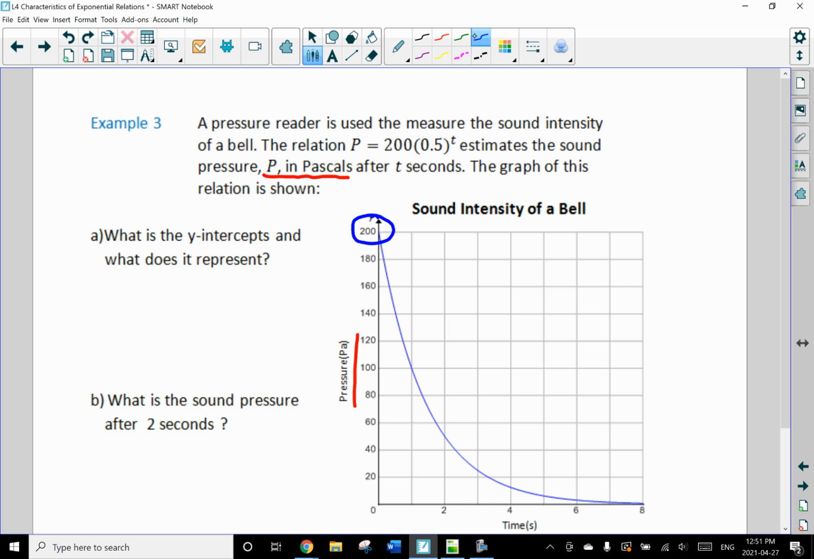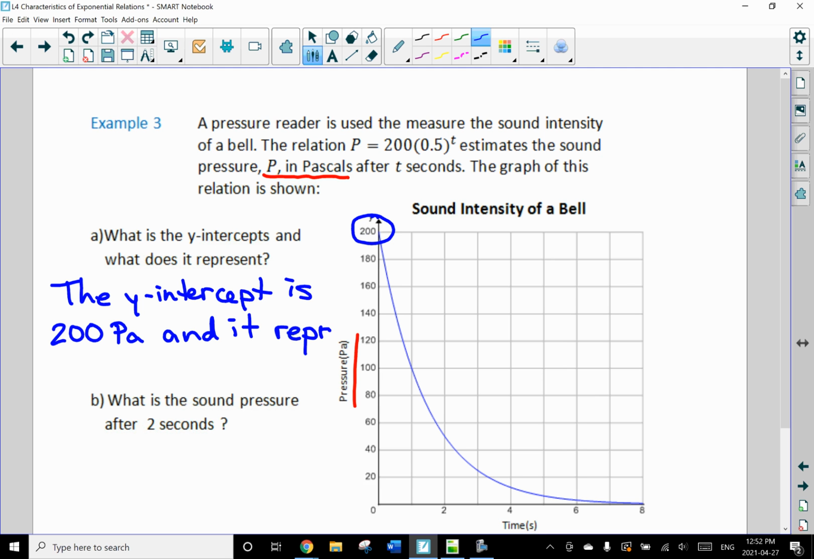So the y-intercept is 200 pascals, and it represents the initial pressure intensity, like sound intensity.